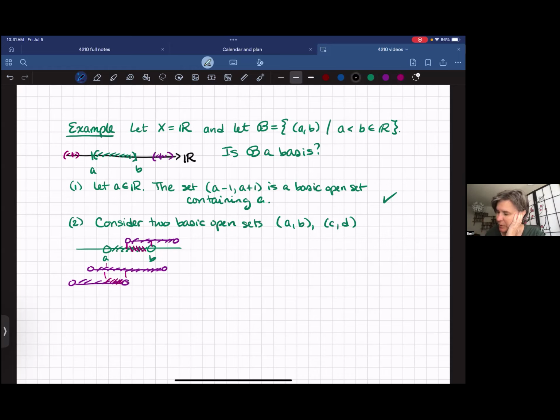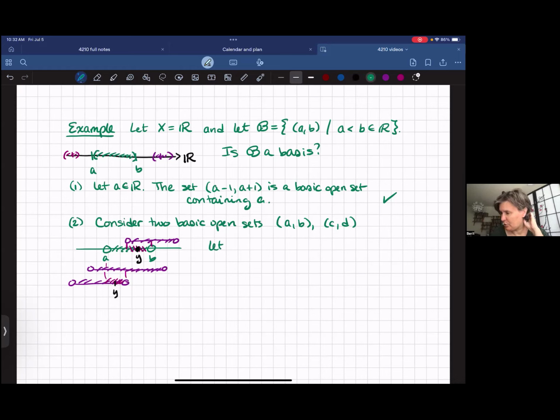So let's say I take a point here. I'm going to call this point Y because I've already used the letter C for another purpose. So let's say I have a Y in there. Is there a basic open set that contains Y and is inside of that intersection? Yeah, in this case, I would say Y is in the open interval from C to B, right? Or down in the bottom case, if I were looking down here, the Y would be in the open interval from A to D.